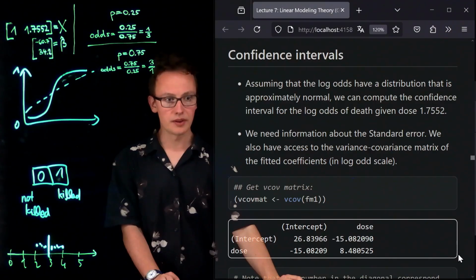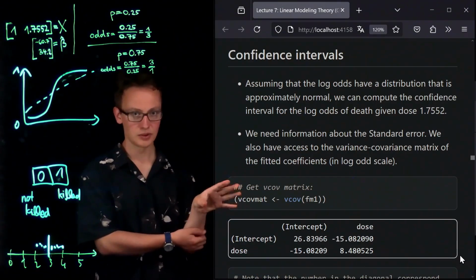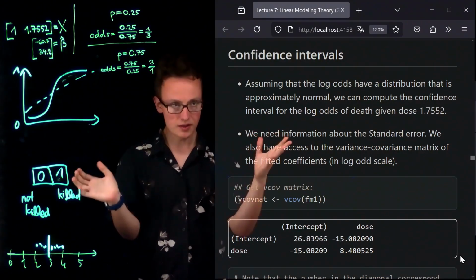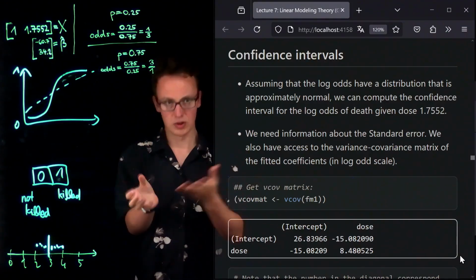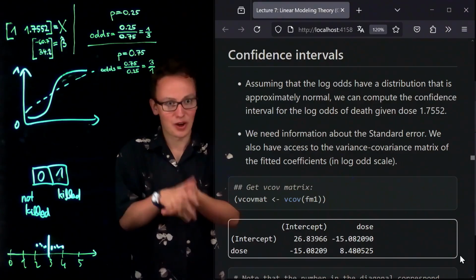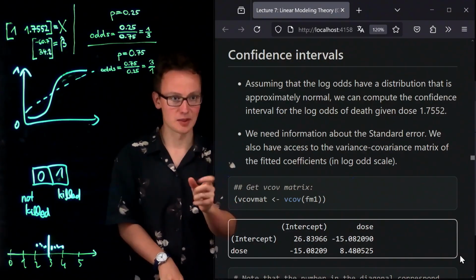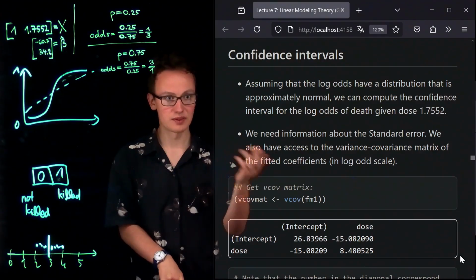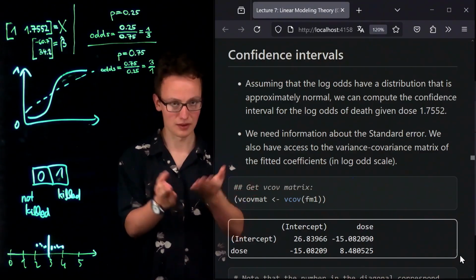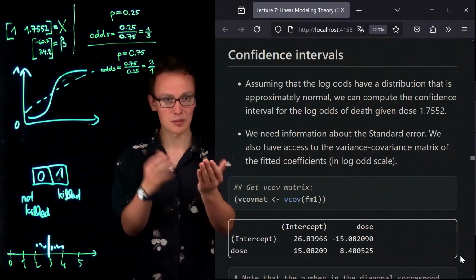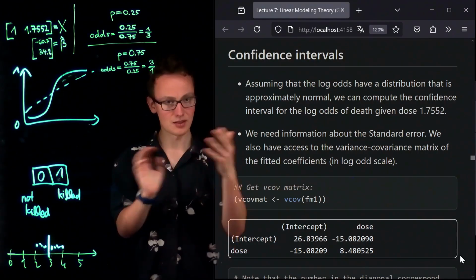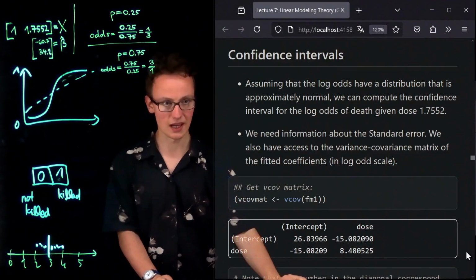All right, so the next topic relating to logistic regression would be confidence intervals. Okay, so assuming that the log odds have a distribution that's approximately normal, which usually is the case, that's why we can use them. We can also compute the confidence interval around the log odds estimate. For example, for the log odds of death given the dose of 1.7552. So okay, we have that probability, right, 36%, but we want to know how much the uncertainty around the probability is, and that uncertainty can be computed on the log odds scale again.